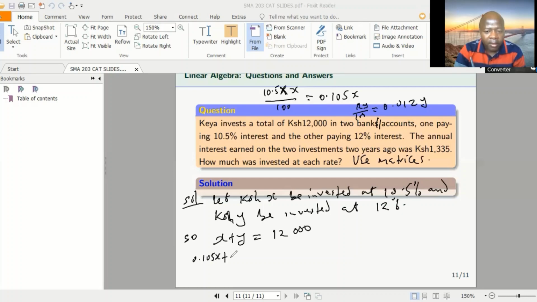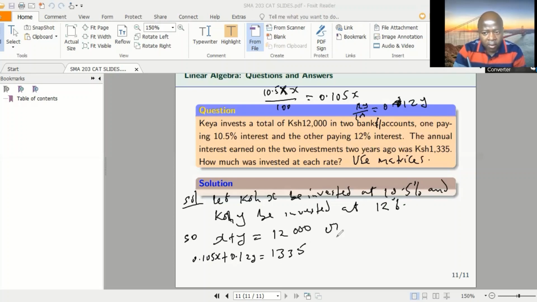So the total interest will be 0.105X plus 0.12Y. This one is supposed to be 0.12, not 0.0. So the total interest therefore will be 0.105X plus 0.12Y. And this is what we are told, that it was 1,335.